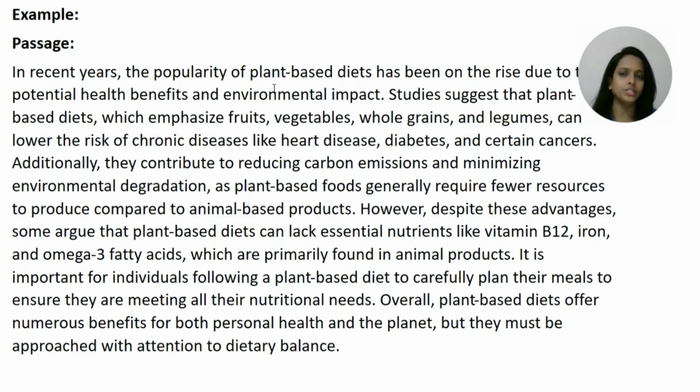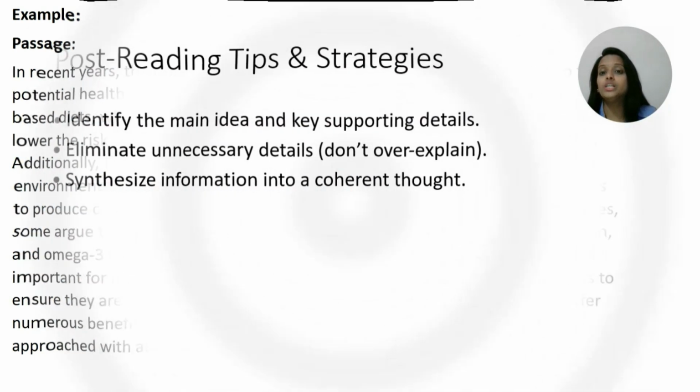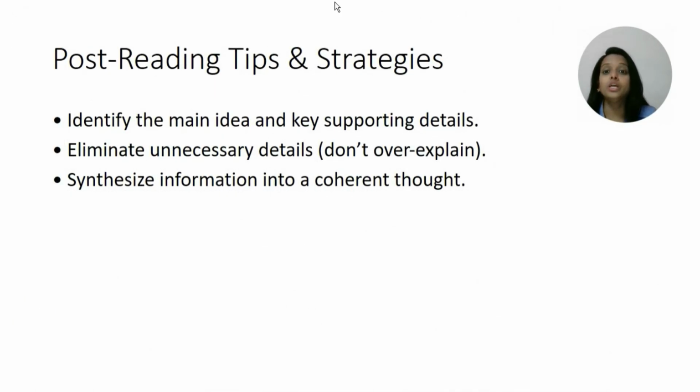And the third one is eliminate unnecessary details. Try to discard information that's too specific, irrelevant, or repetitive. You are summarizing, okay? You are not including every single detail. So you have to focus on the big picture. You can ignore examples, anecdotes, or figures that don't add value to the main idea. For example, if a passage includes a study about plant-based diets, like given in the passage, you don't need to repeat the study's details unless it directly contributes to the core message.